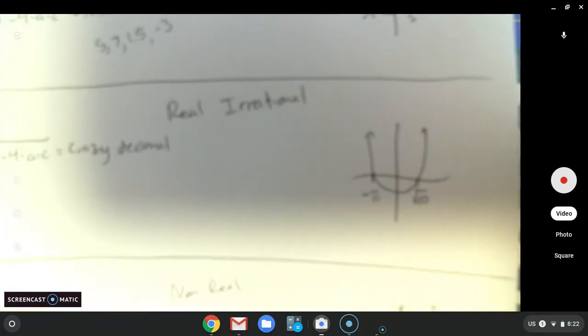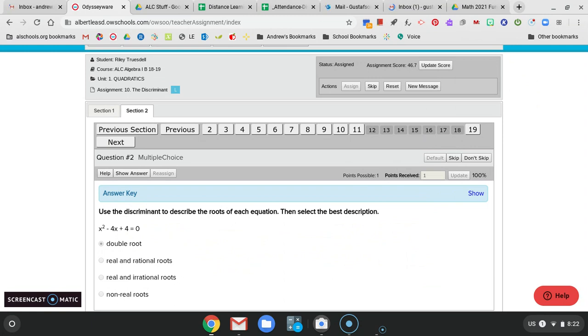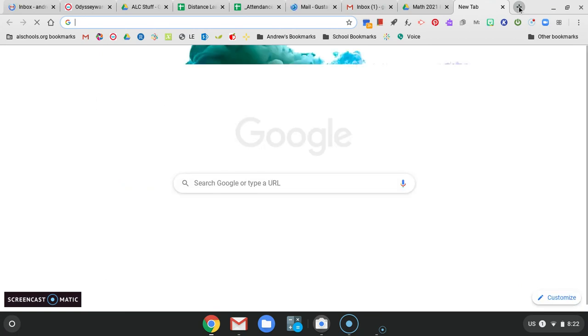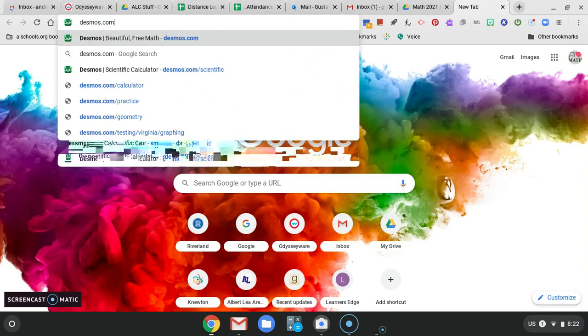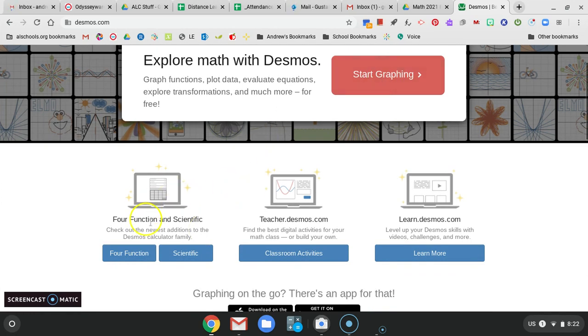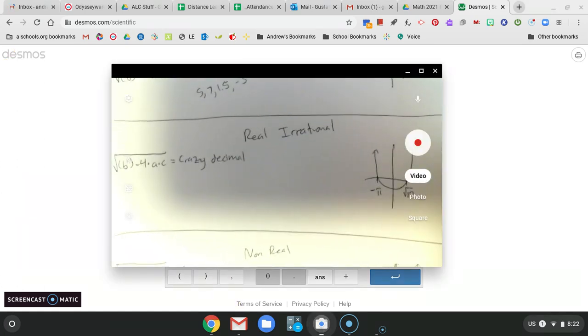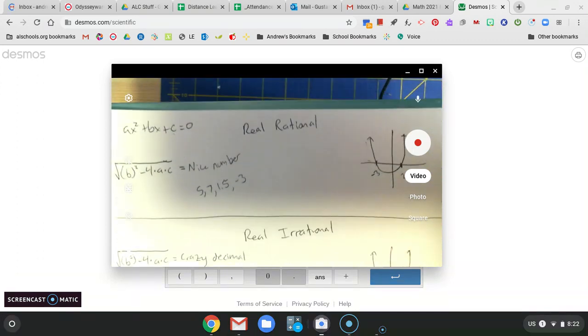All right, let's look at an example. If you don't have a graphing calculator, or a fancier calculator at home, like the blue ones I have in class, I recommend desmos.com. And we're not going to graph, so don't click on Start Graphing. We're going to go down here to the scientific calculator. So scientific looks like this. And I'm going to type in what I have right here.